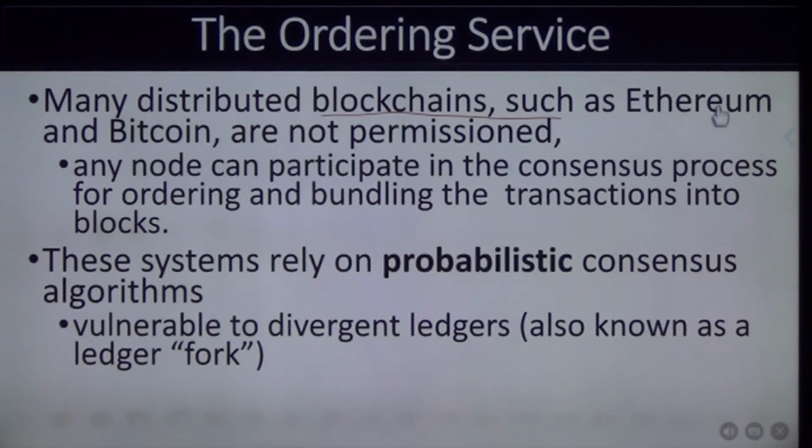अब the ordering service जो है वो प्राइमरीली क्या करती है? Many distributed blockchains, ये हमने देख लिया, that's why I started with the forks, that many distributed blockchains such as Ethereum, Bitcoin are not permissioned blockchains. Any node can participate in the consensus process for ordering and building the transactions into the blocks. These systems rely on probabilistic consensus algorithms, so they are vulnerable to divergent ledgers, also known as forks. ये हमने आज सारा देख लिया। कोई probabilistic हैं वो जिस तरह से वो blocks बन रहे हैं, हर एक independently बना रहा है, so they may result into forks.